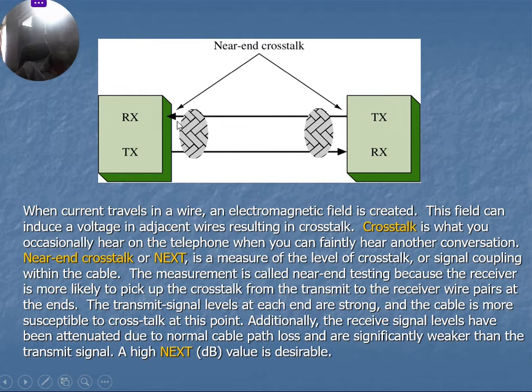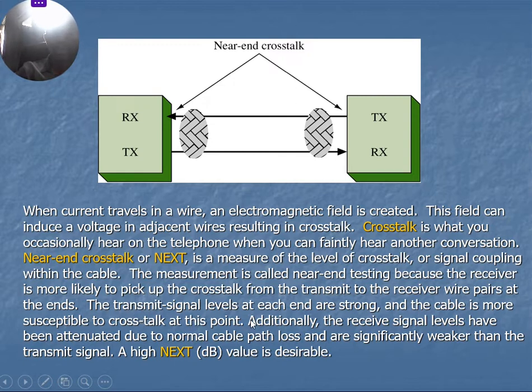If you measure this near end signal, then you're actually testing how much near end crosstalk is found in this system, right? Because the receiver is more likely to pick up the crosstalk from the transmit to the receiver wire. And similarly, the receiver on the other side will also pick up this near end crosstalk. So this testing needs to be carried out in order for us to know how much of it is affecting our signal, because crosstalk is a big deal that affects our signal in cabling.